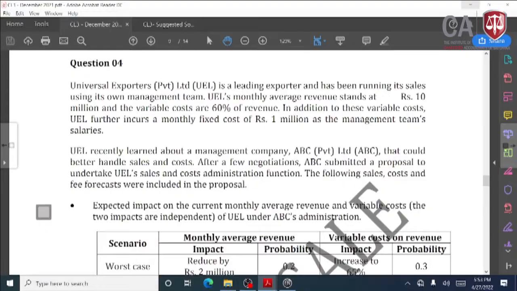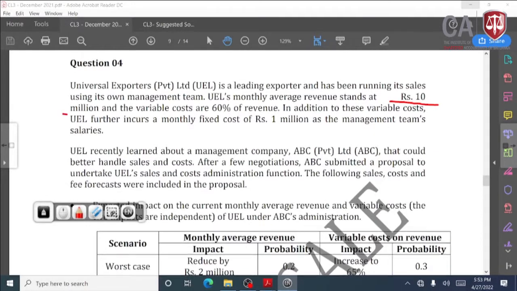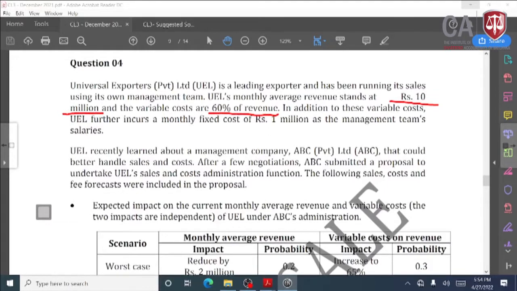Okay, Universal Exporters Private Limited. You can read the illustration. Universal Exporters Private Limited is a leading exporter and has been running its sales using its own management team. UEL's monthly average revenue stands at 10 million. You can highlight that, that is the revenue. The variable cost is 60% of the revenue. In addition to this variable cost, UEL further incurs a monthly fixed cost of rupees 1 million. When we calculate the profitability, we have to deduct rupees 1 million as the management team salary.